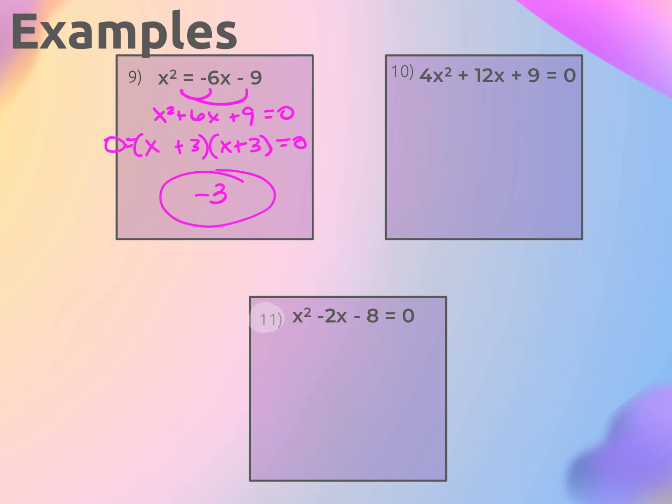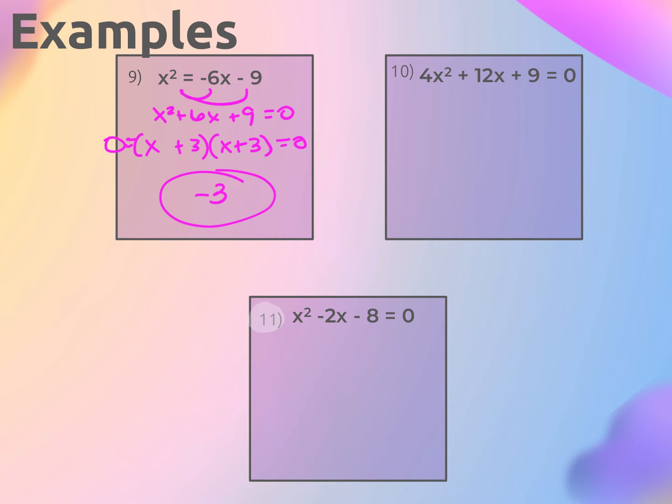All right, so 9, once you move the 6x and the 9, you have to move both this time. I wouldn't move the x squared to the other side. You get a negative in front of the x squared, so I would avoid it if you could. Wherever the x squared is, you want to move the other terms to it. So 3 and 3 are the terms that would multiply together to give you 9 and add up together to give you 6. You don't need to list negative 3 twice. It's one answer, so you only need to list it once.